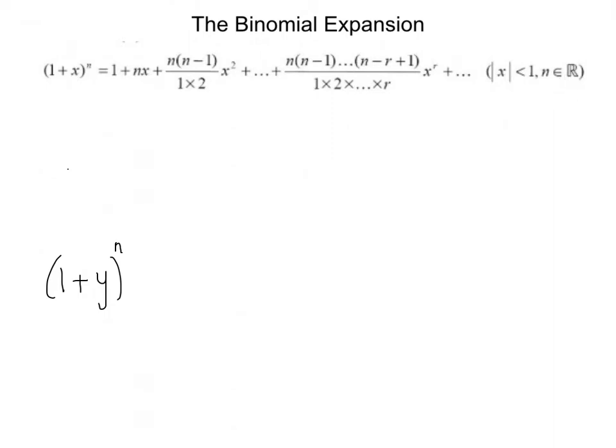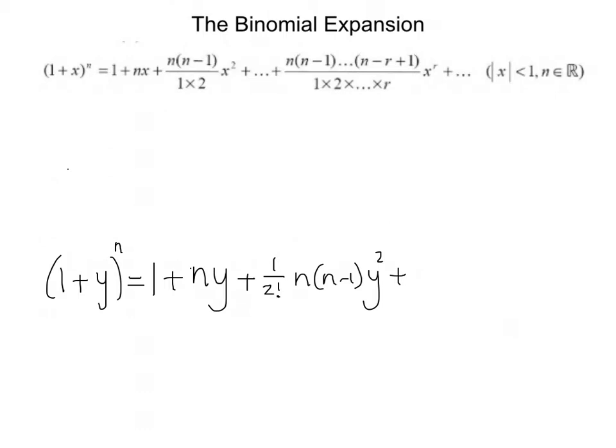Okay, equals, obviously the first term is 1, and then the second term is ny, and then the next one is n minus 1 over 1 times 2. Okay, I'm going to write that as n minus 1 over, like this, 1 over 2 factorial, because that's going to show up the pattern. And then I've got y squared plus.